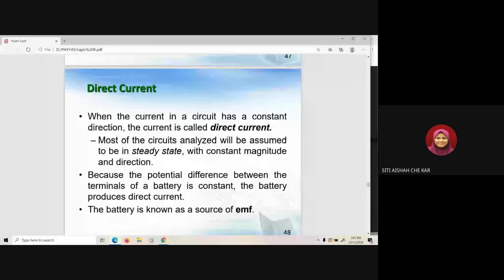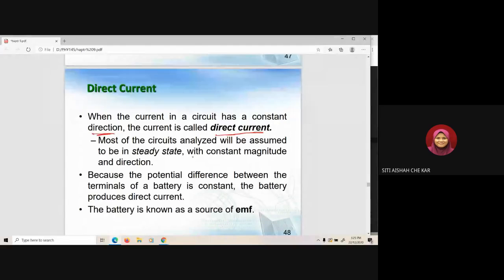Okay, we go to the last topic, EMF and terminal voltage. Okay, kita belajar chapter ni, kita belajar pasal direct current. Direct current is a constant direction, one direction only.